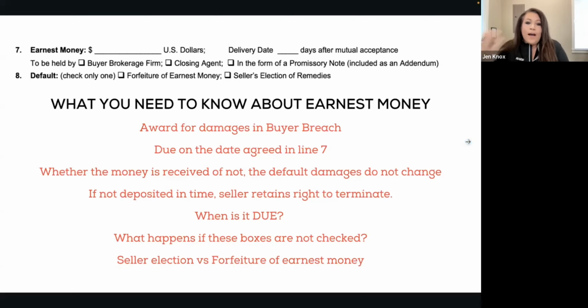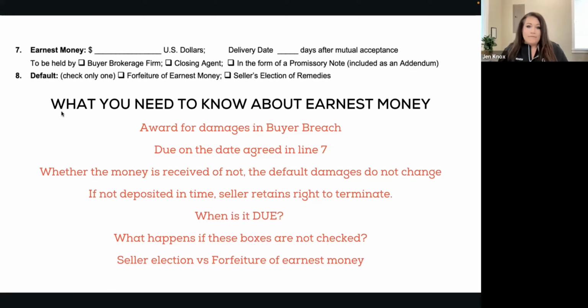So first, why do we need earnest money, and what are some things we need to know when we're filling these things out? Well, earnest money is essentially a pre-agreed settlement in the event of a buyer breach. So we're pre-deciding at the beginning of the contract what's going to happen if the buyer doesn't follow through with their end of the deal. In our purchase and sale agreement, we have line 7 being the earnest money and line 8 being the result of what happens in that breach.